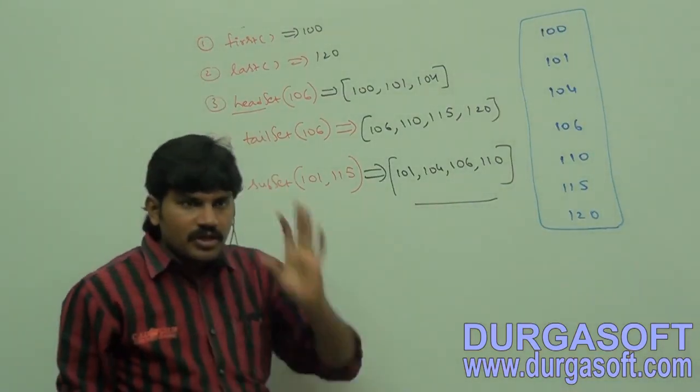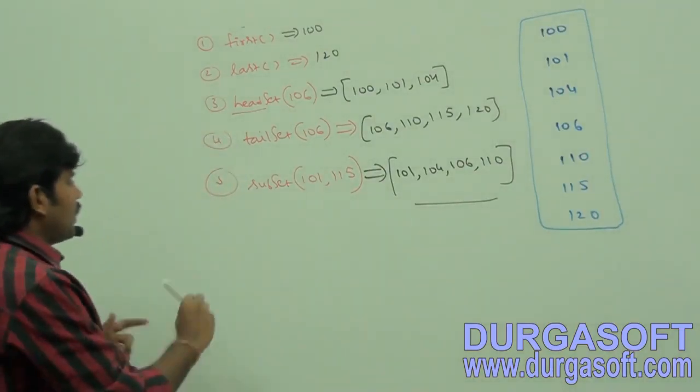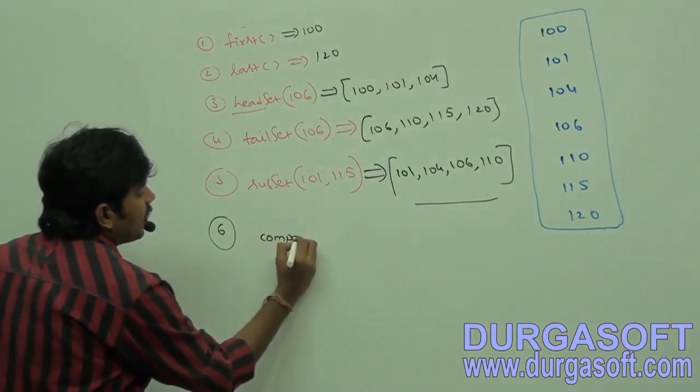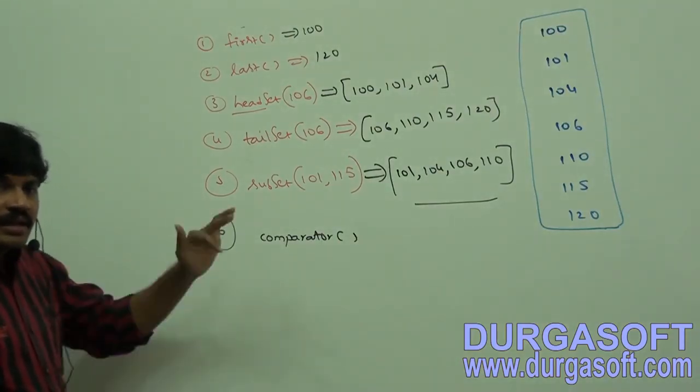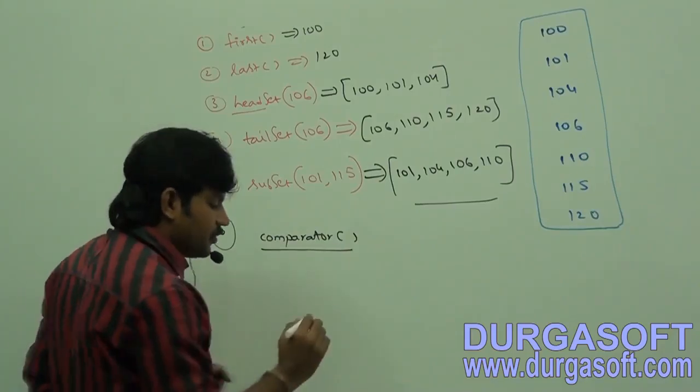They are related to only sorted set. You can't apply them anywhere else. Next, one more method is there; let me highlight this method also. The comparator method. It returns a comparator object.